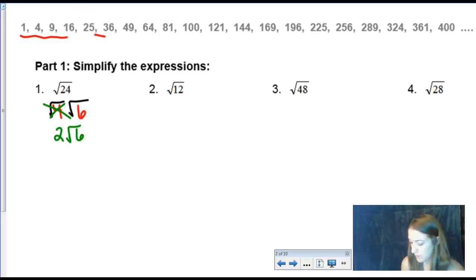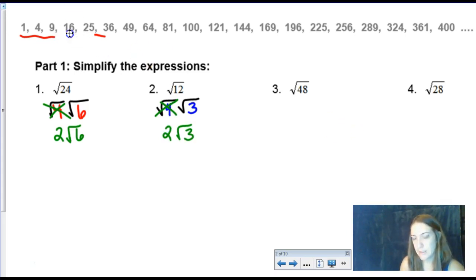Similarly, for 12, 12 would have shown up right here in this list, so looking down below where 12 would have shown up, 4, again, is the perfect square that's a factor of 12. So 4 times 3, I again have a better name for the square root of 4. This is 2 times the square root of 3.